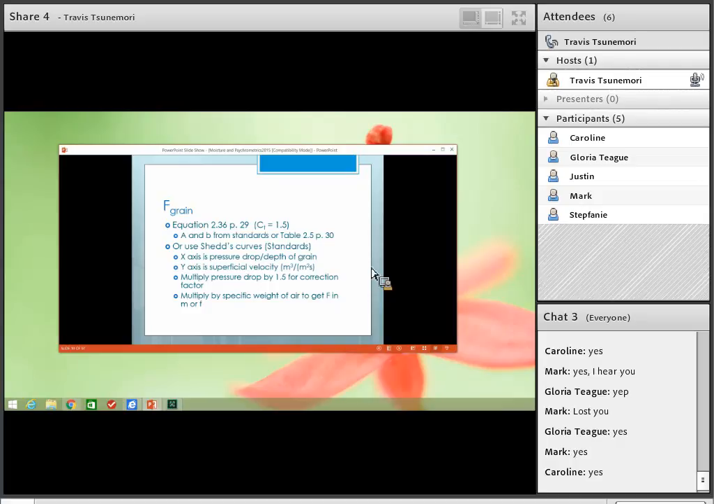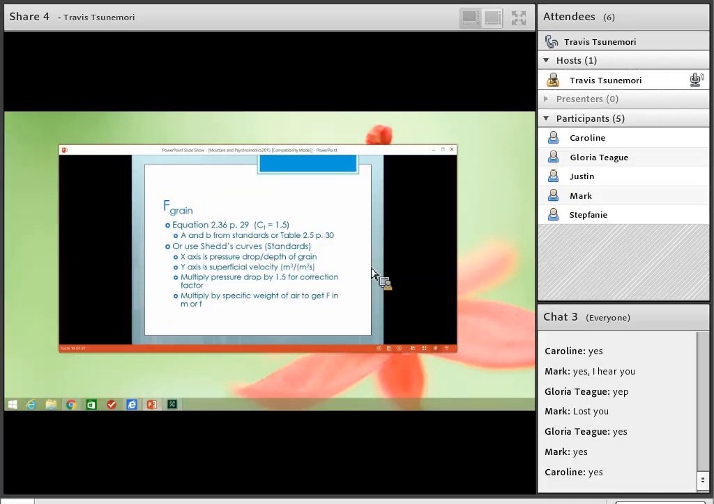Now these correction factors come into play because when they came up with all these equations, they used clean dry grain, so ideal conditions. And in reality, when you're putting grain in a bin, it's not dry and it's not necessarily clean. You're going to have a higher friction loss. So the standard procedure is to multiply by 1.5 to correct for the reality of the situation instead of the ideal situation.